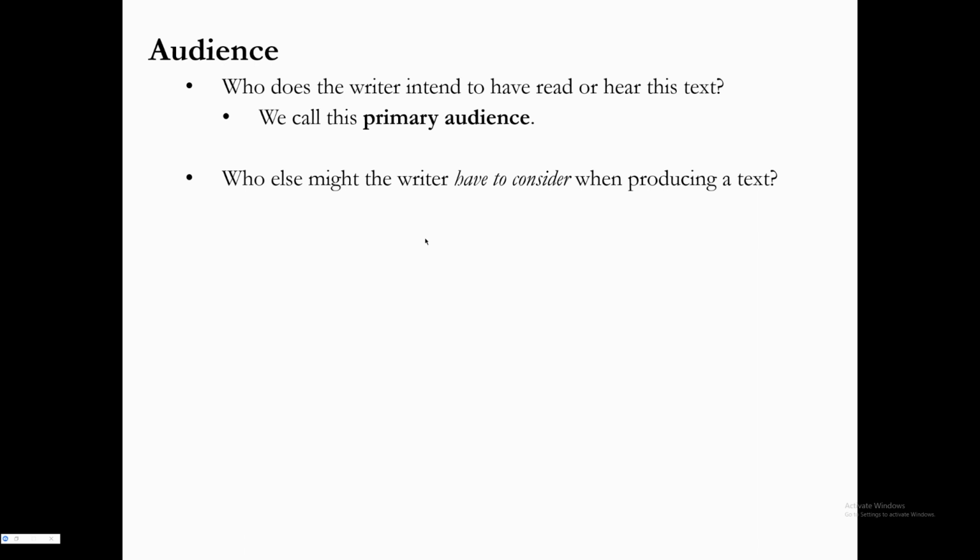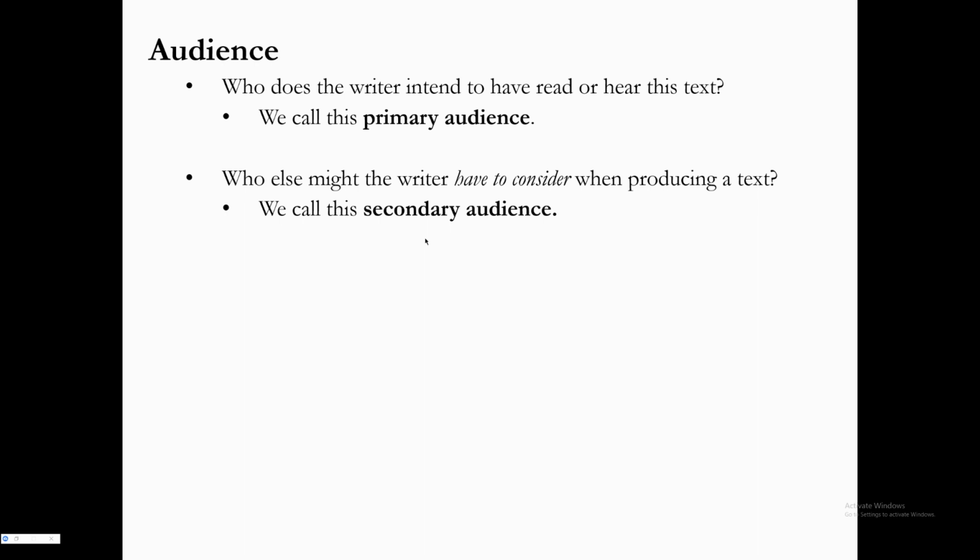Now, there's another question here, though. Who else might the writer have to consider when producing a text? As in, who do they have to think about, even if this is not necessarily who they intend to read it or who they imagine will be reading it first? So the answer to that question is the secondary audience.